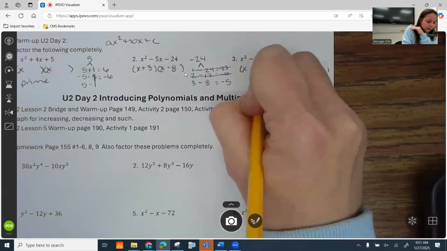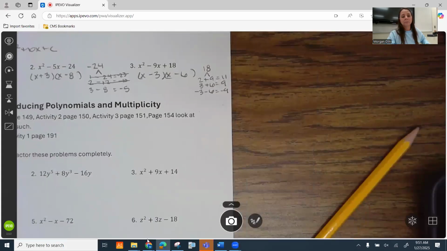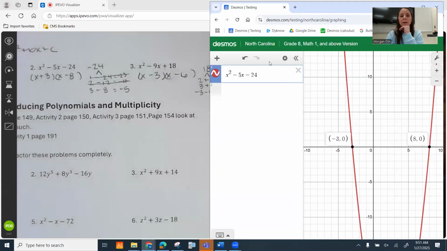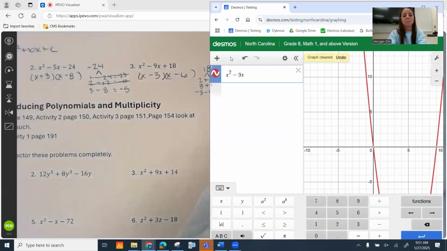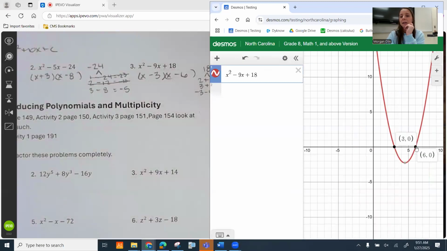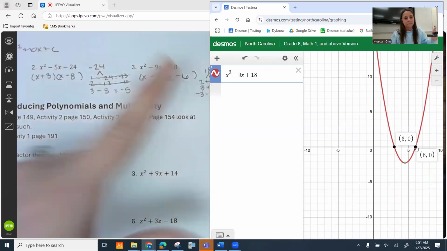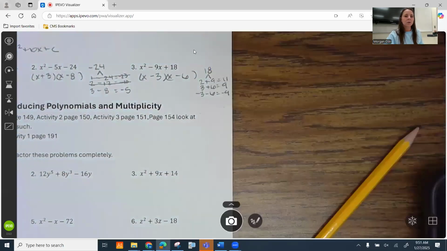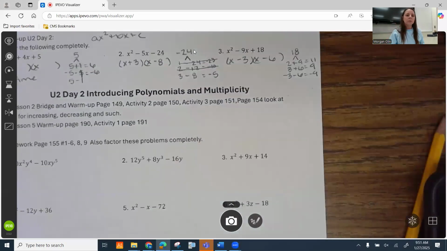So -3 and -6. And again, I can throw this into my calculator. Let me pull that up right here. If I put in x squared minus 9x plus 18, I see my x-intercepts are 3 and 6. So here, think opposite: x minus 3, x minus 6. And there we go. That's how you can quickly factor. If you don't know how to do it in your head, do it with a calculator quickly.